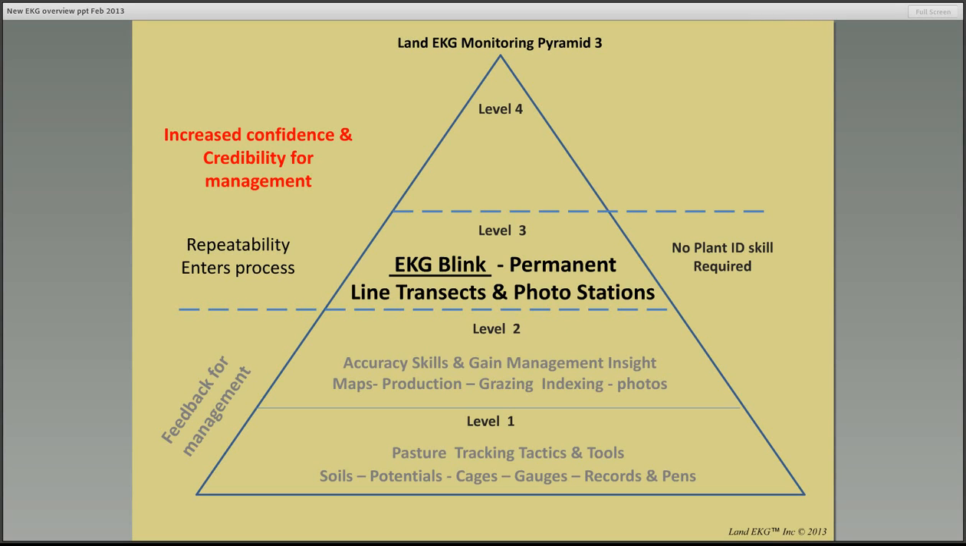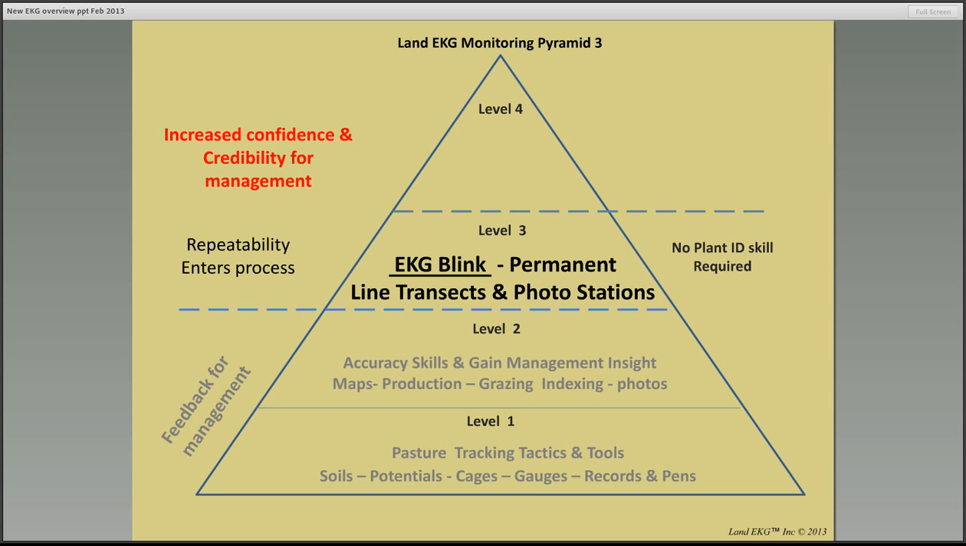I'm going to move on. We've talked about the lower tiers of the monitoring pyramid, which really provide feedback. Now we're going to start talking a little bit more about how we improve credibility. And to do that, we've got to increase our confidence. We've got to create the ability to repeatably go out and objectively capture information over time. And so that's where we start getting into permanent monitoring stations of some sort.